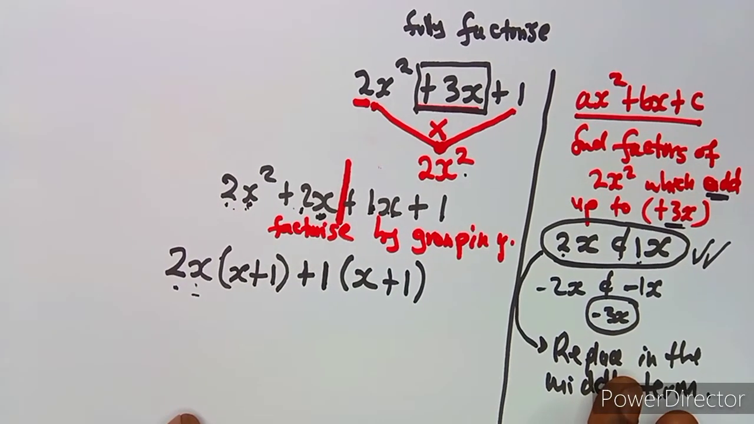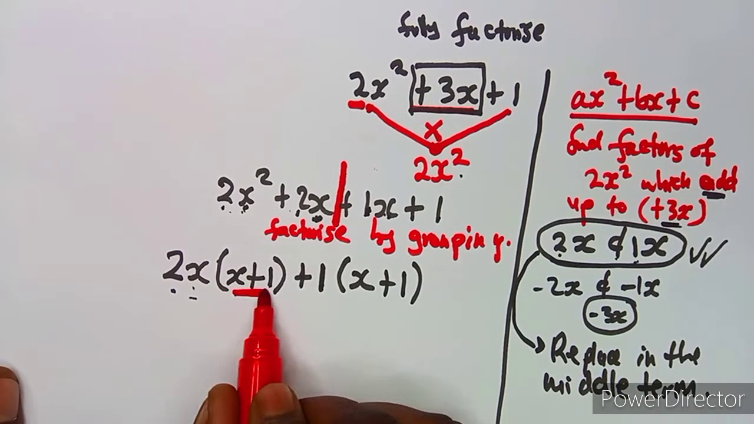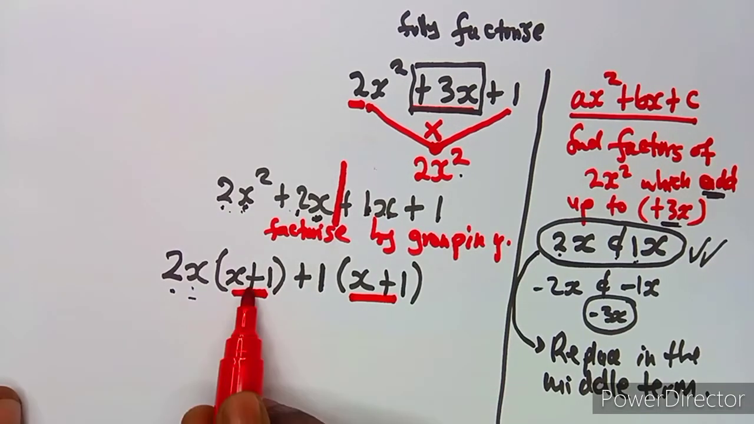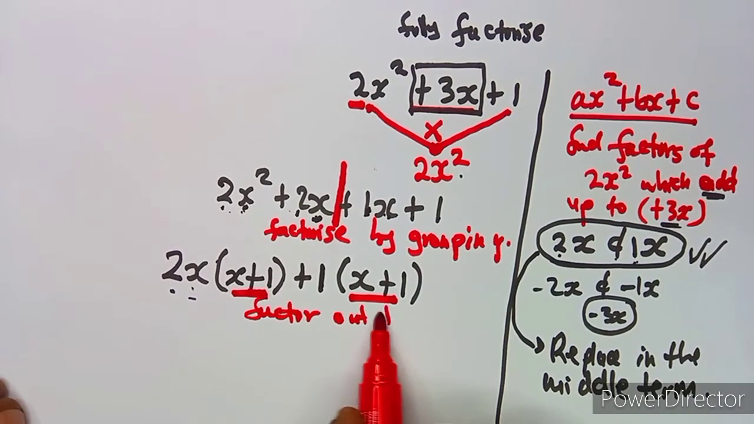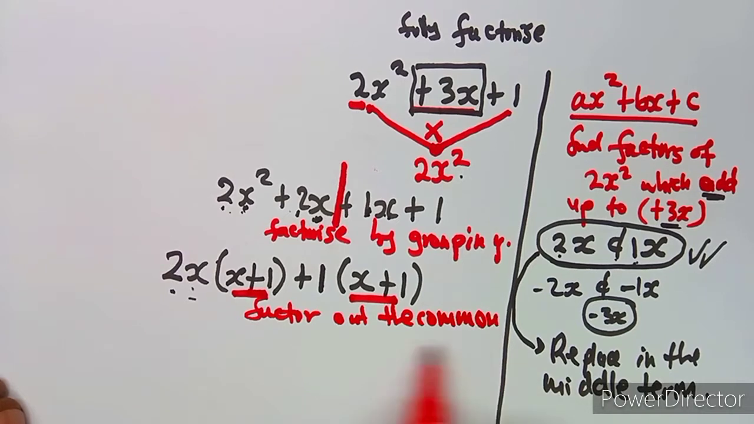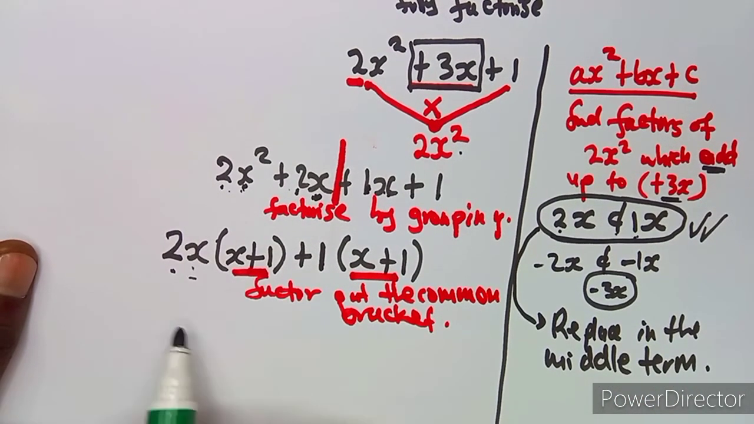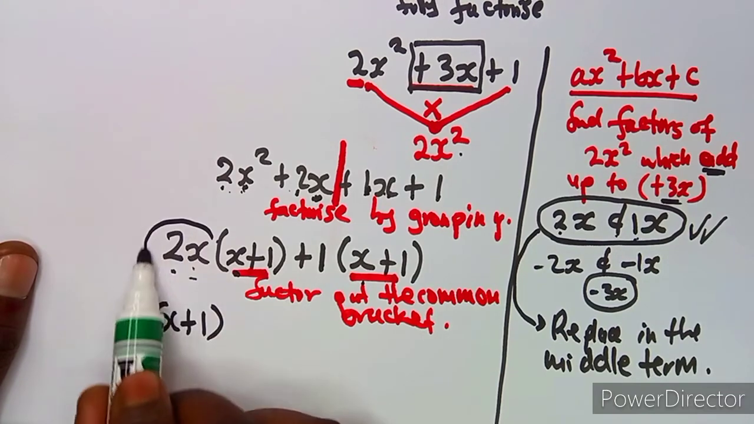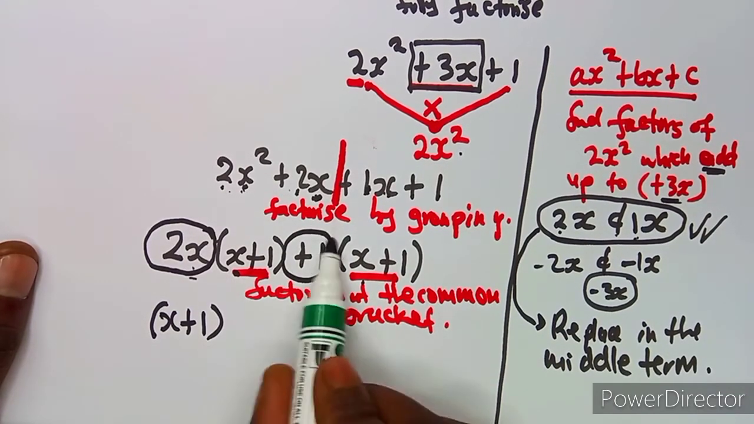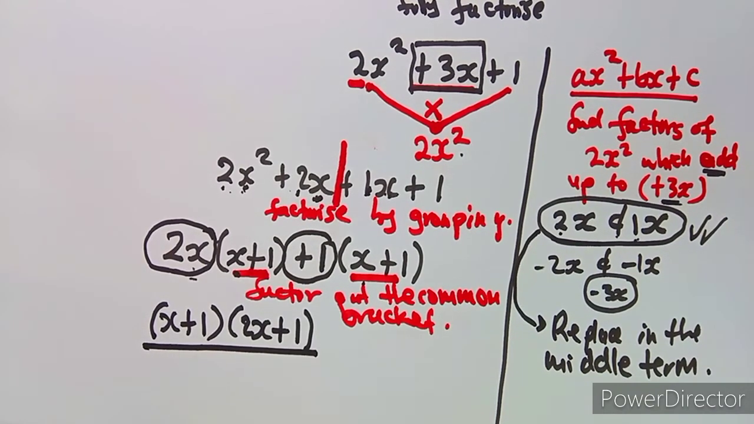So as you can see from that part that we talked about by grouping, we ended up with 2 brackets which are the same, which is x plus 1 and x plus 1. And I told you that you have to factor out the common bracket. So in this case, the common bracket is x plus 1. So I'm going to factor out x plus 1 like this. The moment I factor out x plus 1, I'm going to remain here with 2x plus 1. So it's another bracket, 2x plus 1, which is going to be written like that.